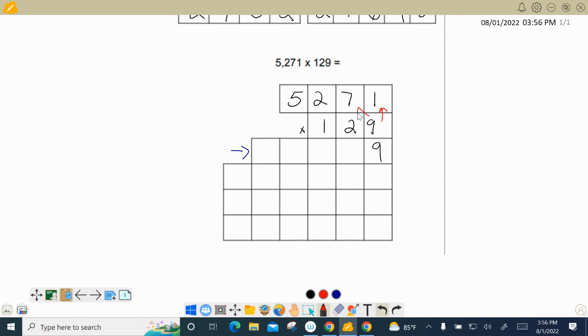9 times 7. So I know that 9 times 6 is 54, so that means that 9 times 7 is 63. With your 9s, remember, you're going up in one direction and down in the other. So 9 times 2 is 18, 9 times 3 is 27, 9 times 4 is 36, 9 times 5 is 45, 9 times 6 is 54, 9 times 7 is 63. So we're going down in numbers here and up in numbers here. Interesting how that works. 3, move my 6.